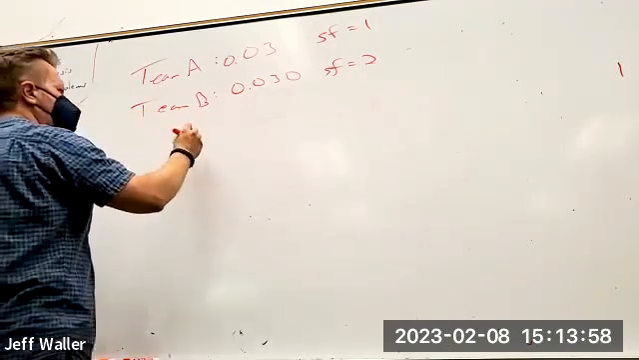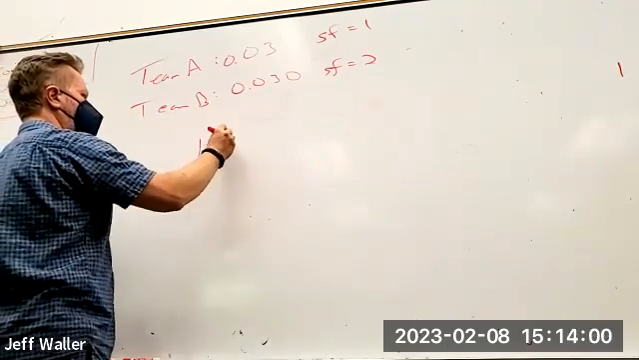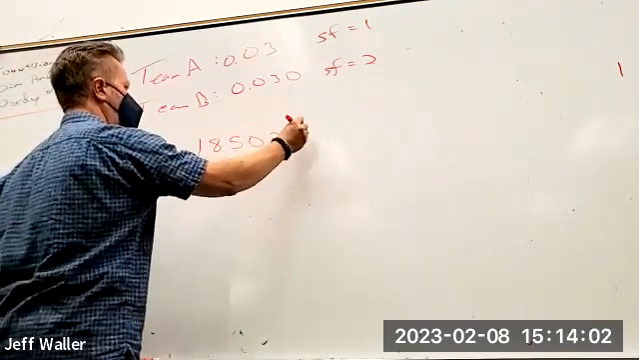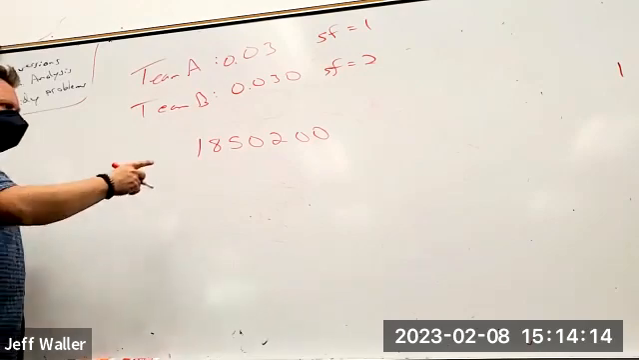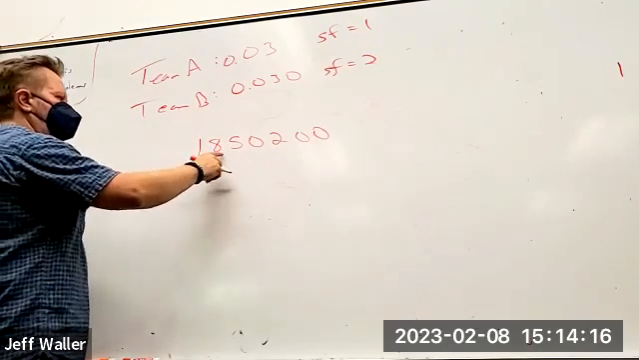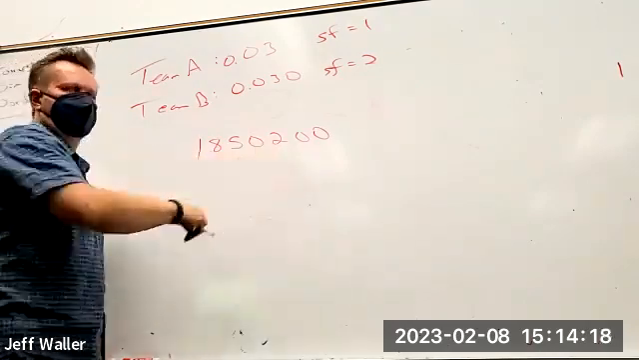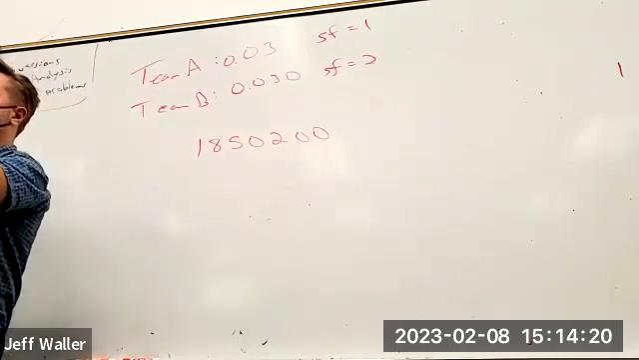Rule 2 is if it's a whole number, right? There's no decimal explicitly in it. You start at the first non-zero and you end at the last non-zero. So let's see what happens here. 1, 2, 3, 4, 5. 5 sig figs.